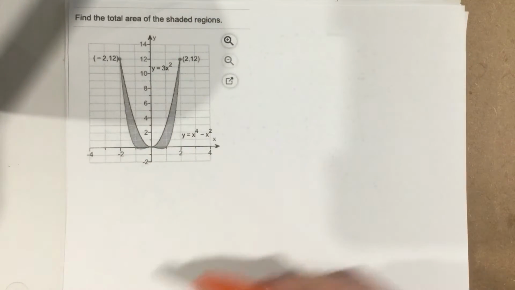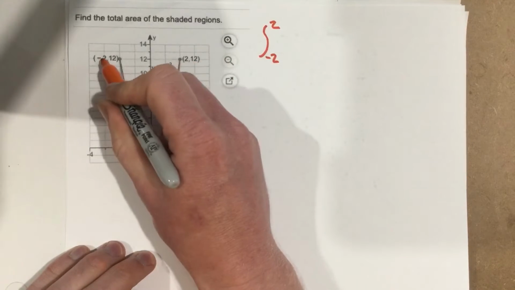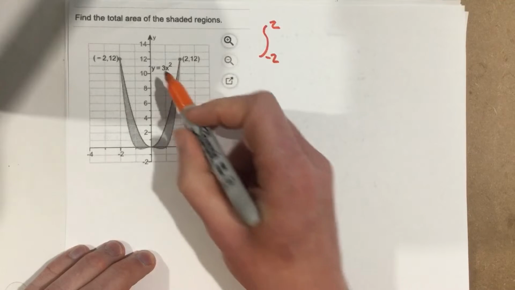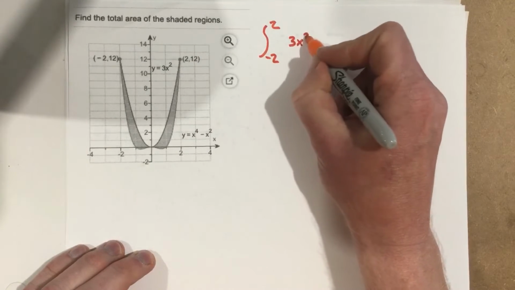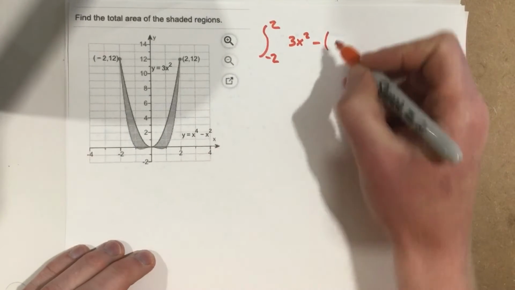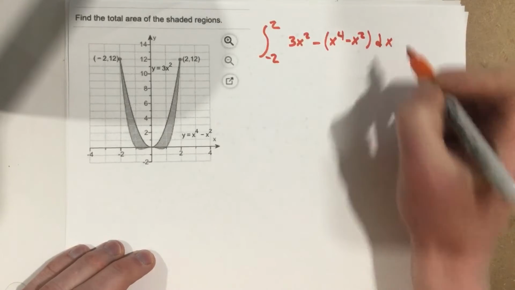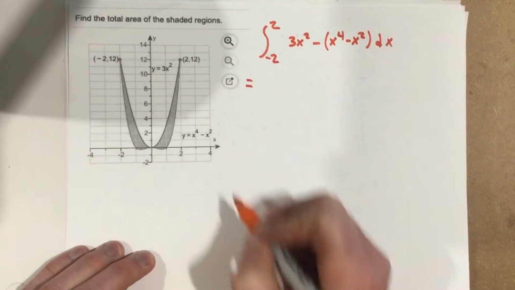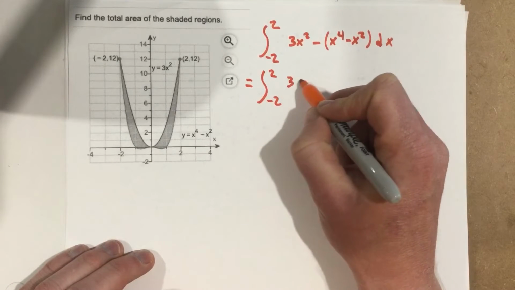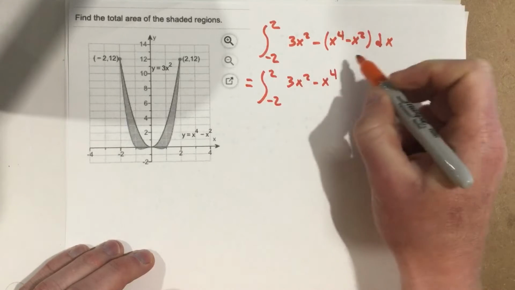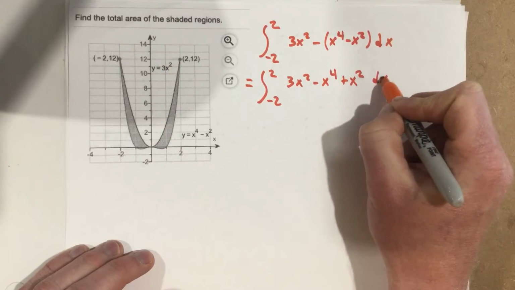So in our case, we're going to integrate from -2 to 2 because that's our lowest x value to our highest x value. We're going to take the top function, 3x squared, and subtract out the bottom function, which is x to the fourth minus x squared. And we're integrating with respect to x. We can now write this as the integral from -2 to 2 of 3x squared minus x to the fourth. Distribute the negative, we get positive x squared there, dx.